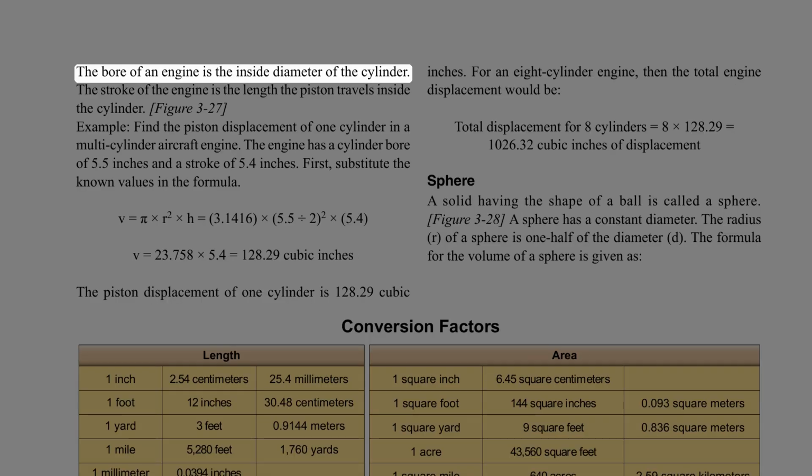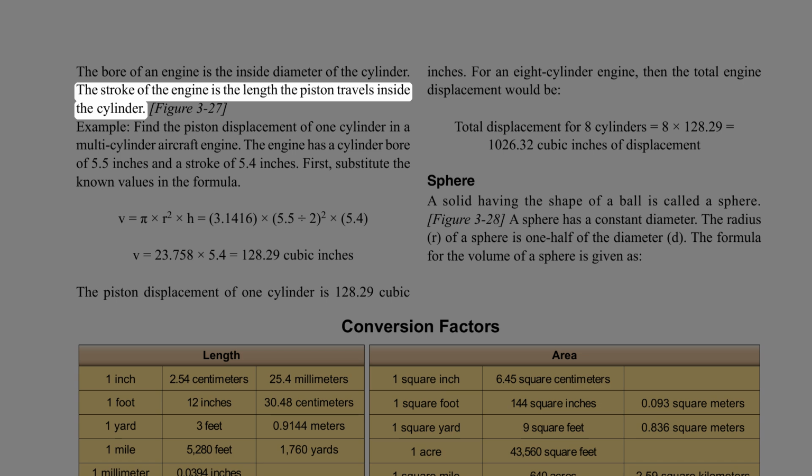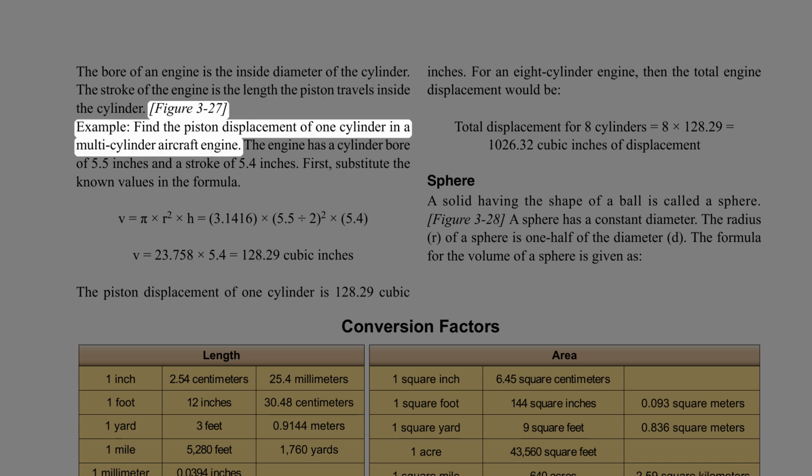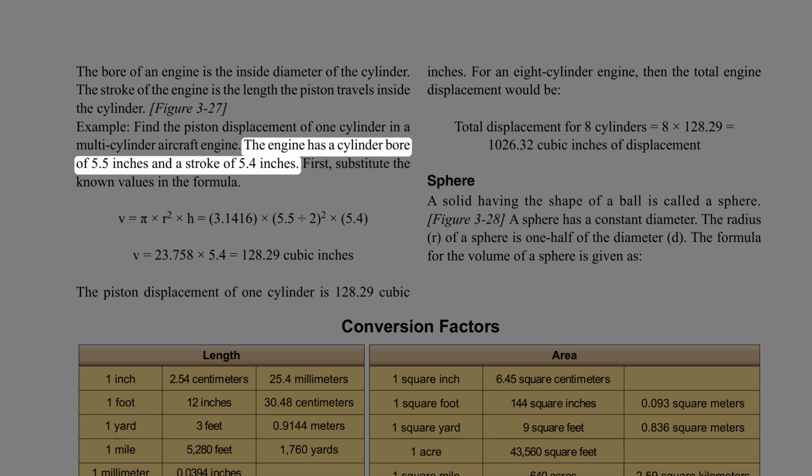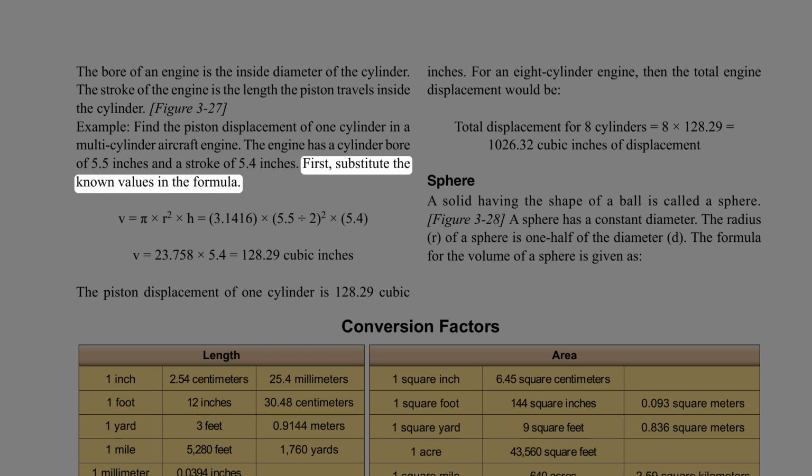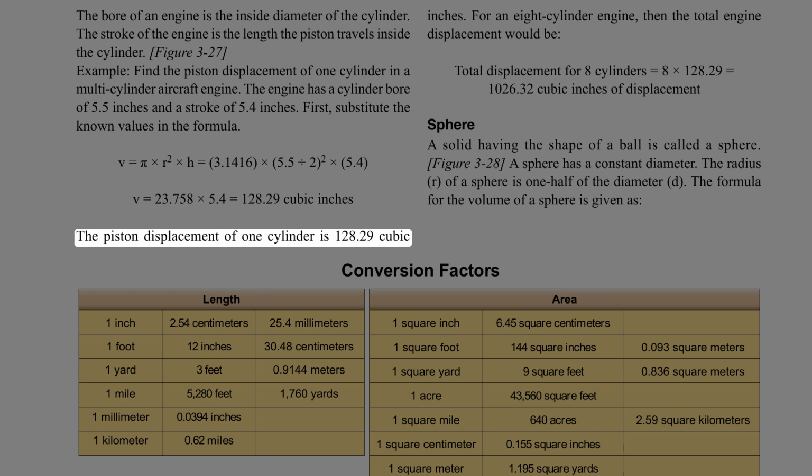The bore of an engine is the inside diameter of the cylinder. The stroke of the engine is the length the piston travels inside the cylinder. Figure 3-27, example. Find the piston displacement of one cylinder in a multi-cylinder aircraft engine. The engine has a cylinder bore of 5.5 inches and a stroke of 5.4 inches. First, substitute the known values in the formula. The piston displacement of one cylinder is 128.29 cubic inches.